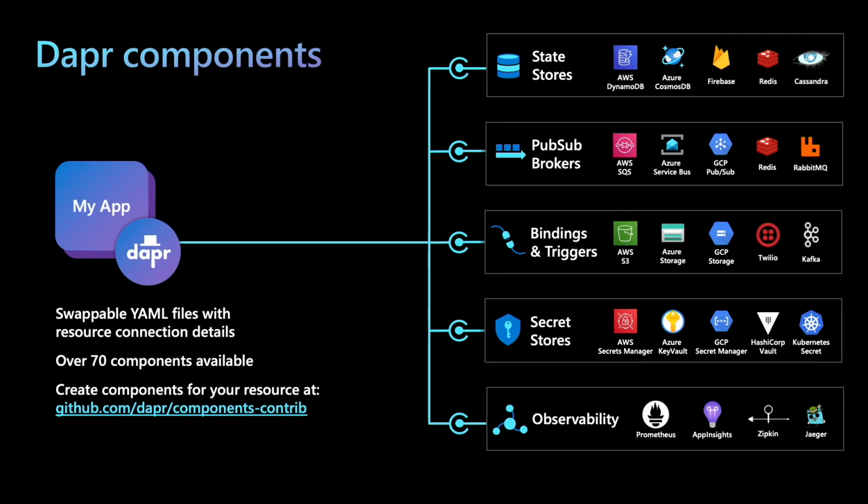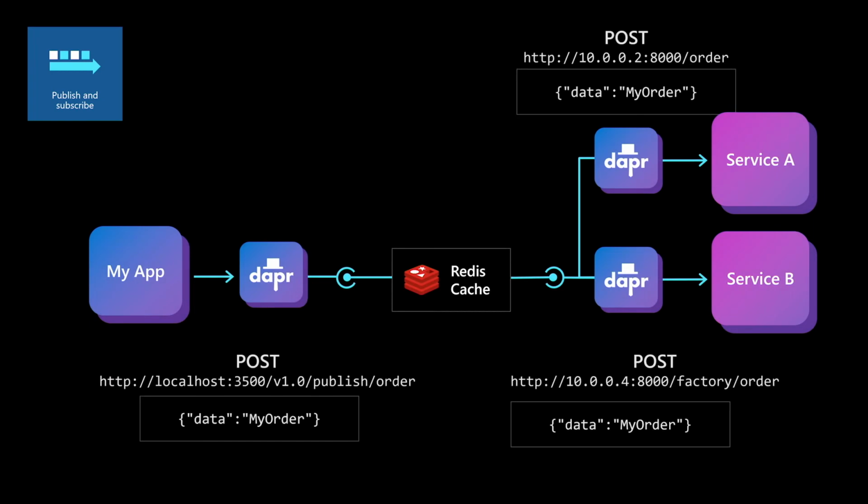If we do not see a component we need, they are all open source, and we can add whatever we need by submitting a pull request. To build a scalable, distributed system where we want to react to events, publish and subscribe is a very powerful way to accomplish this. Dapr supports both publishing events and subscribing to them.